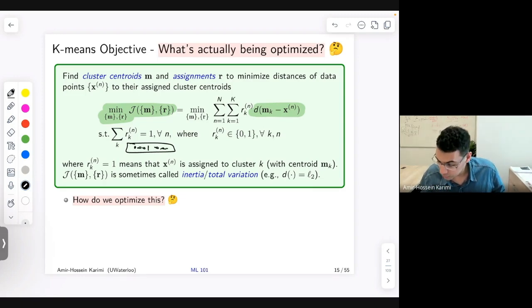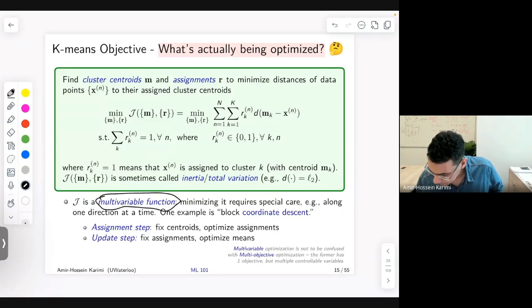Sometimes we refer to the objective as the inertia or total variation. Depending on the choice of D, we can refer to it as either one of these. How do we go about optimizing this function? This function, the J of M and R, is a multivariable function. And minimizing it requires special care, and there's algorithms like block coordinate descent that can do this optimization for us.